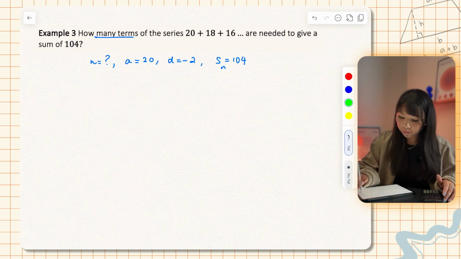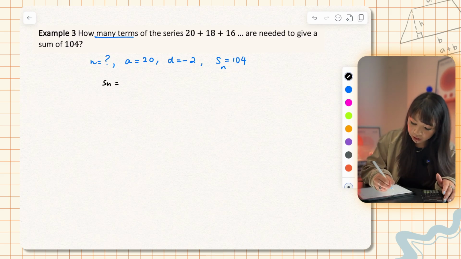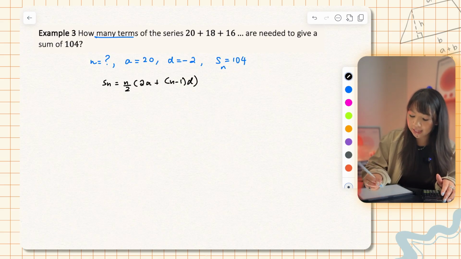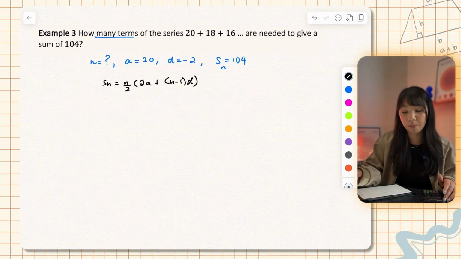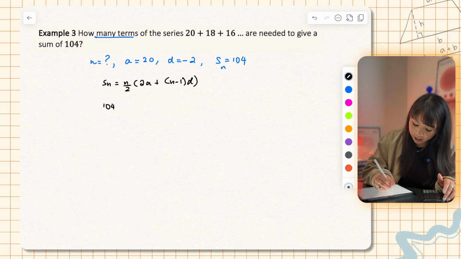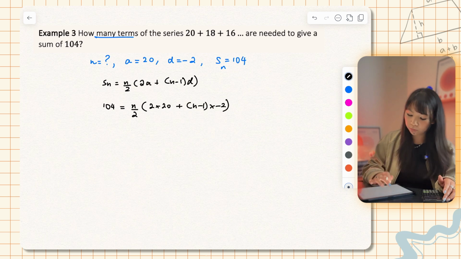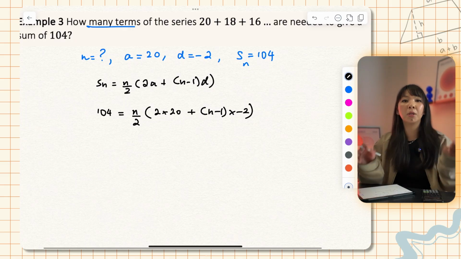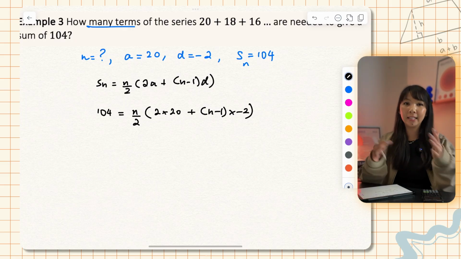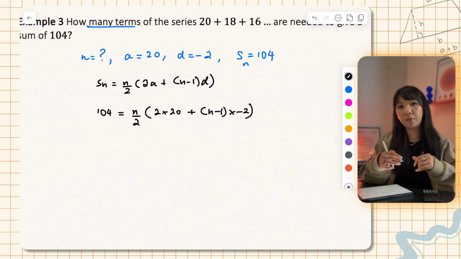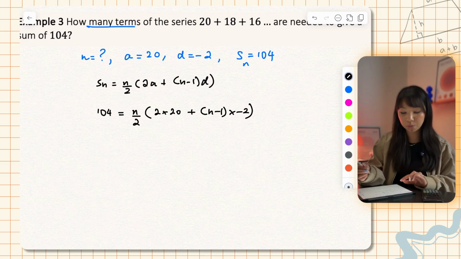So let's plug all of that information into our Sn formula, and I have to use the long version because they haven't given us the last term, they just give us the common difference. If we plug this in, we get 104 equals n over 2, because we're looking for n, times (2 times 20 plus (n minus 1) times -2). Okay, now when you look at that, it looks a bit complex, but you just want to clean it up, expand, simplify, and eventually it's going to look like something more manageable.